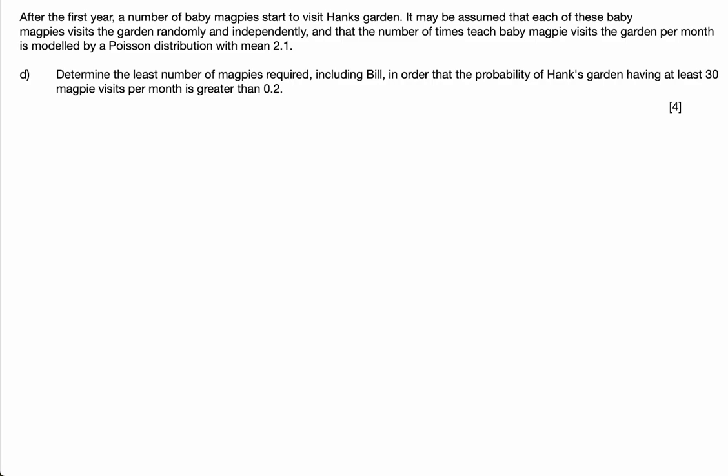Okay, so in the first year, after the first year, a number of baby magpies, we don't know how many, start to visit Hank's garden. It may be assumed that each of these baby magpies visits the garden randomly and independently. The number of times each baby magpie visits the garden per month is modeled by a Poisson distribution with mean 2.1. That's important. Let's underline that.